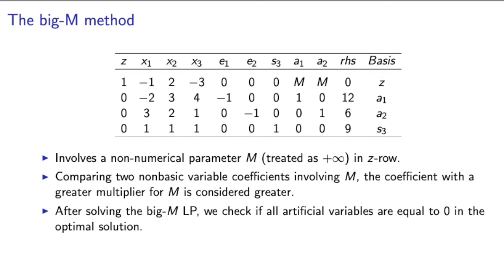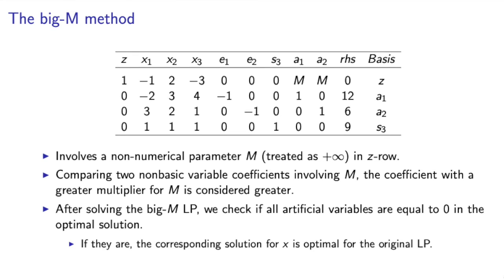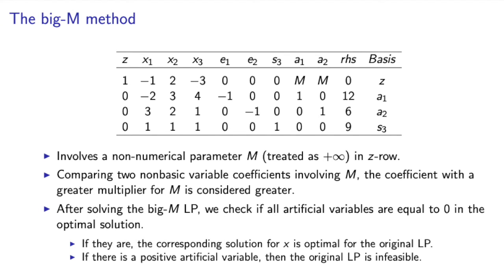Also, once we obtain an optimal tableau, we check whether all the artificial variables are equal to 0 in the corresponding optimal solution. If they are, it's a good thing, right? Yes, in this case the solution we obtained is also optimal for the original LP. And if at least one of the artificial variables is positive in the optimal solution to the big M problem, then the original LP is infeasible. Makes sense. I'm ready to do the work now.